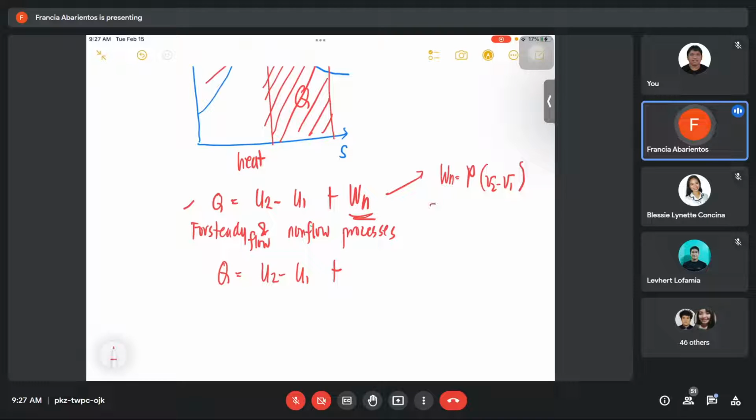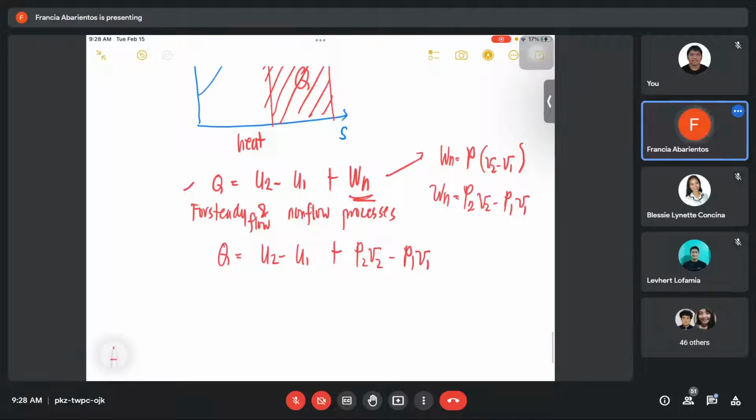So, we can use also here, since dalawa yung given points natin, pressure 2, kasi constant naman lang siya. We can use this formula: P2V2 minus P1V1. Okay. So, general equation class. We all know, pag binalikan nyo sa thermodynamics, we all know that this is the general formula.